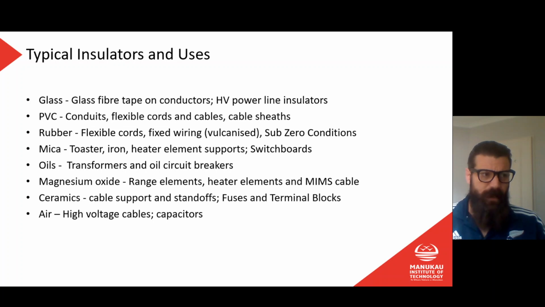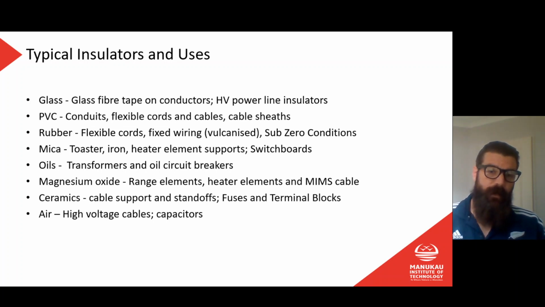PVC, it's polyvinyl chloride, so it's your standard plastic insulation that you see everywhere. So it's conduits, flexible cords, cables, and cable sheaths. So any cable that you see will most likely have a PVC insulation. It's the most common type.